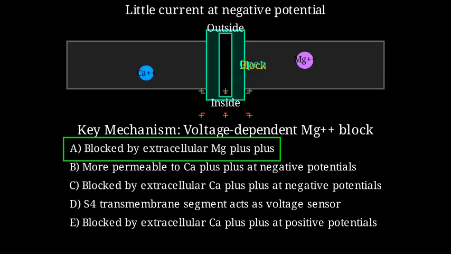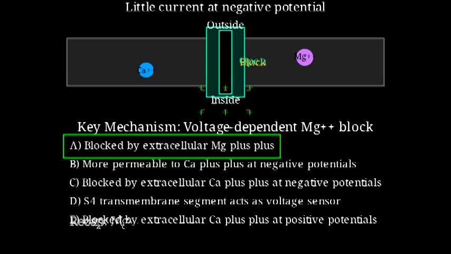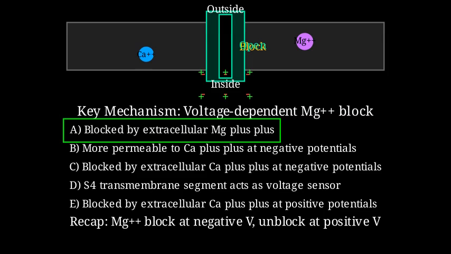Let's recap slowly. First, the NMDA receptor needs glutamate and glycine to open, but even when it is open, magnesium can sit in the pore. Second, at negative membrane potential, magnesium is pulled into the channel and blocks it, so very little current flows. Third, when the membrane depolarizes, magnesium is pushed out, the channel unblocks, and ions, including calcium, flow through. Therefore, the voltage-dependent magnesium block is the reason for the small current at negative potential and the large current at positive potential.